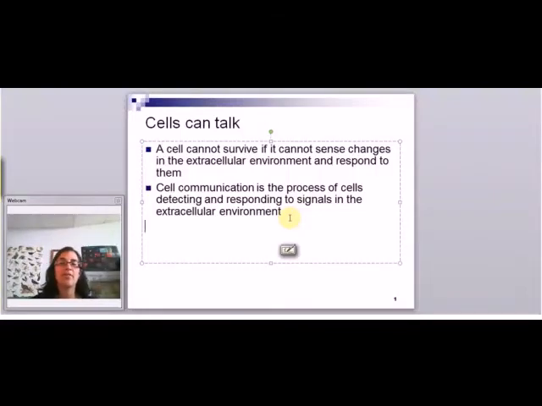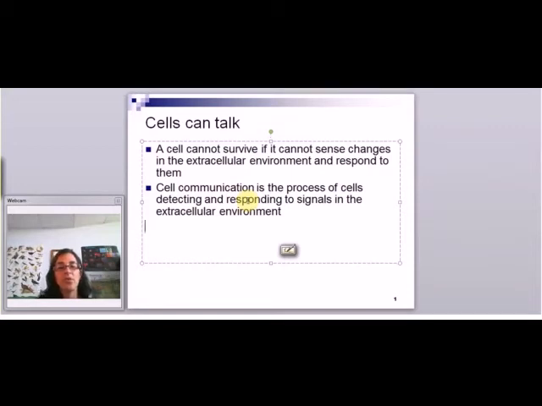So I'm going to be talking about cell communication, and this is the ability that cells have to really talk to each other. And when cells talk, what we really mean is that they are sensing something in their environment and then responding to them.